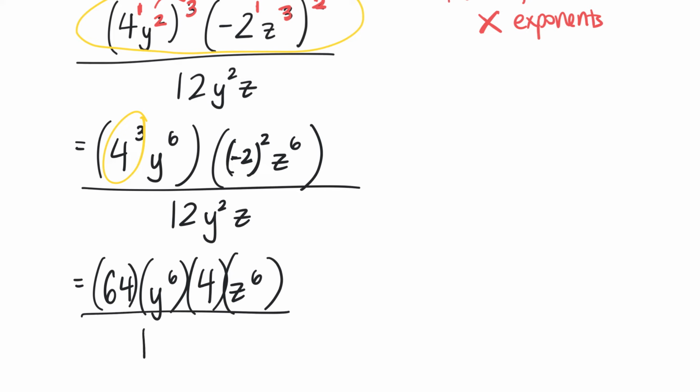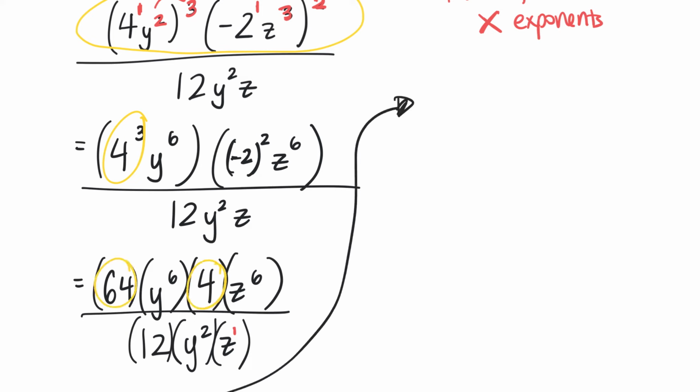All of this divided by 12 times y to the power of 2 times z to the power of, don't forget that invisible 1. And I'm going to put these in brackets as well. So now I like to group my terms together so I can actually simplify 64 times 4. So let's write this over here, just because I'm running out of space. I can simplify that. 64 times 4 is 256 times y to the power of 6 times z to the power of 6 divided by, I have my 12, my y to the power of 2, and my z to the power of 1. And if you look at this, you can see that you can actually still simplify this.